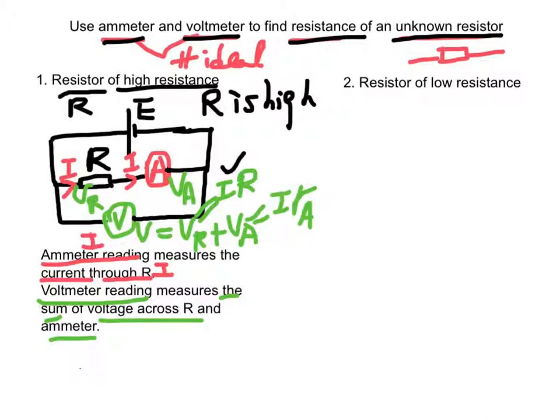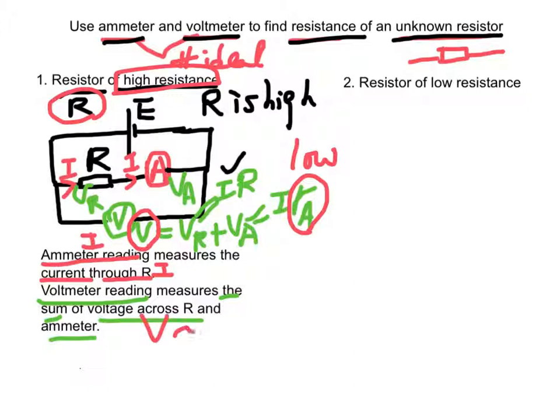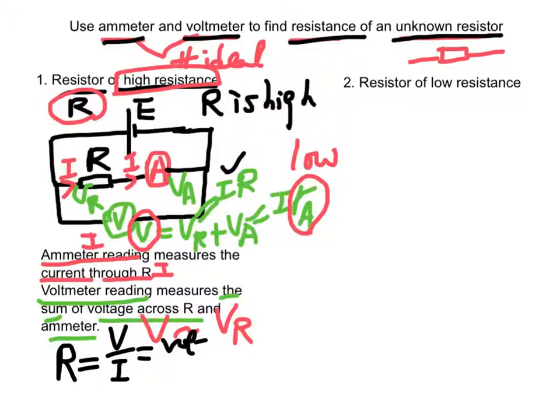But since the resistance of R is very high and the internal resistance of the ammeter is very small, that means it's very low. Therefore, the voltmeter reading V is approximately equal to the voltage across the resistor R. Hence, we can find the resistance of the resistor R by Ohm's law, which is equal to V over I, which is equal to the voltmeter reading over the ammeter reading.